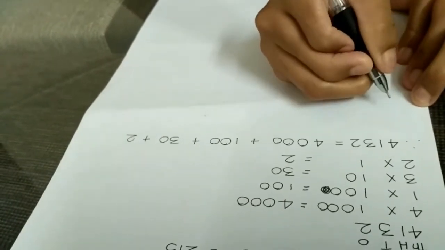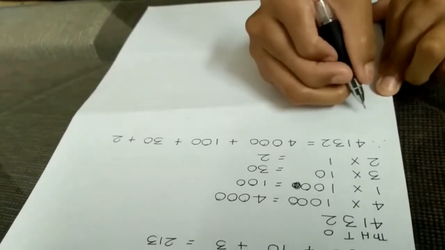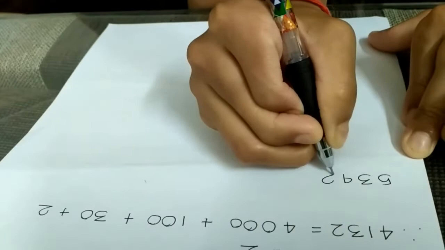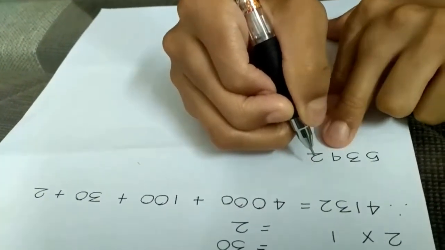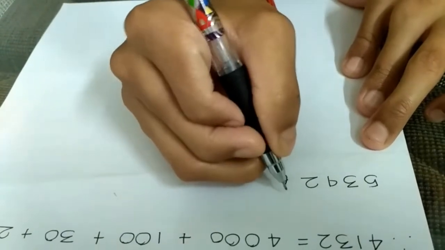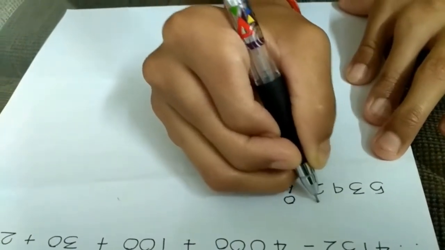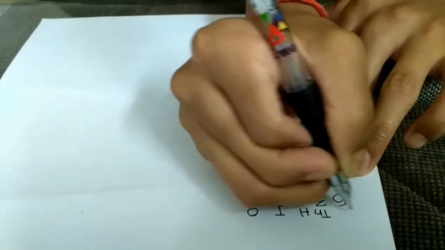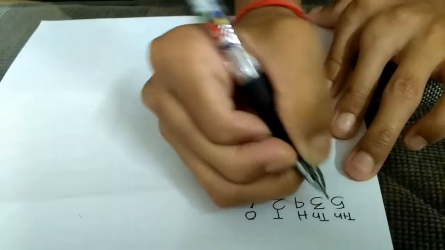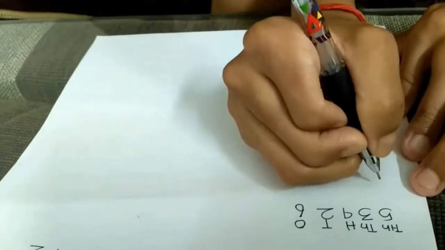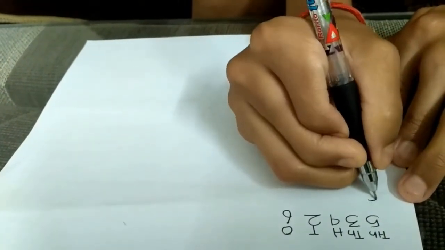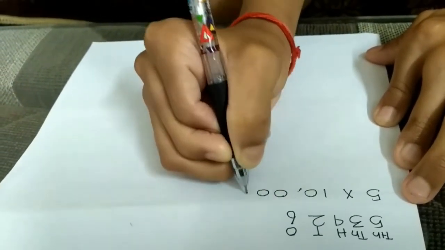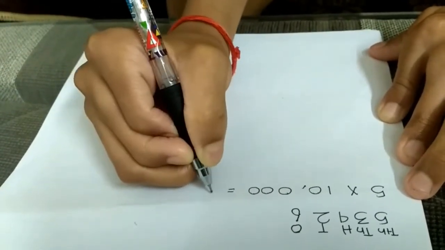Now we will take another example of a 5-digit number, 53,926. Now mention the places: ones, tens, hundreds, thousands. 5 is in the 10,000's place, so 5 into 10,000, which is 50,000.